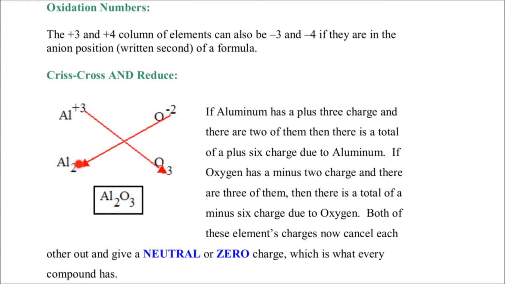We have two aluminums and each of them have a +3 charge. So altogether we have a +6 charge on this side. Over here we now have 3 oxygens and each of them are -2 charge. So altogether over here we have -6. And that means that the +6 and -6 cancel out and give us a neutral molecule. That's why we have to crisscross in the first place, is so that everything will add up to be 0 charge-wise. Okay?